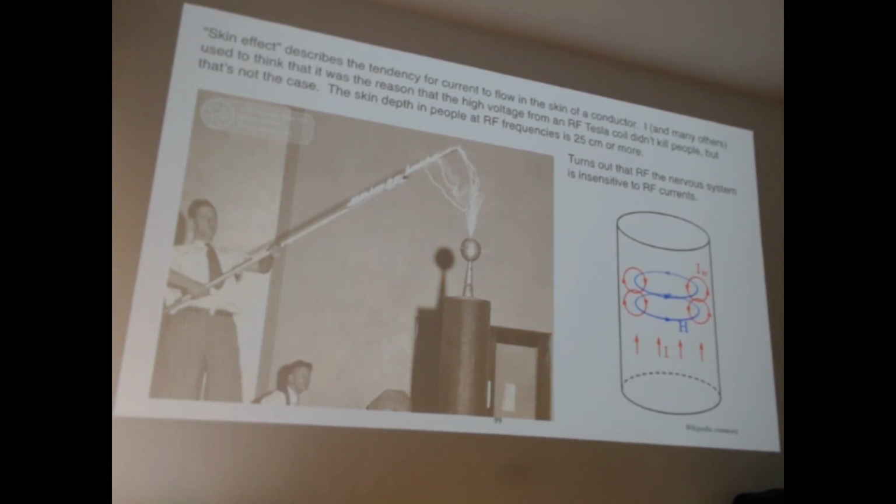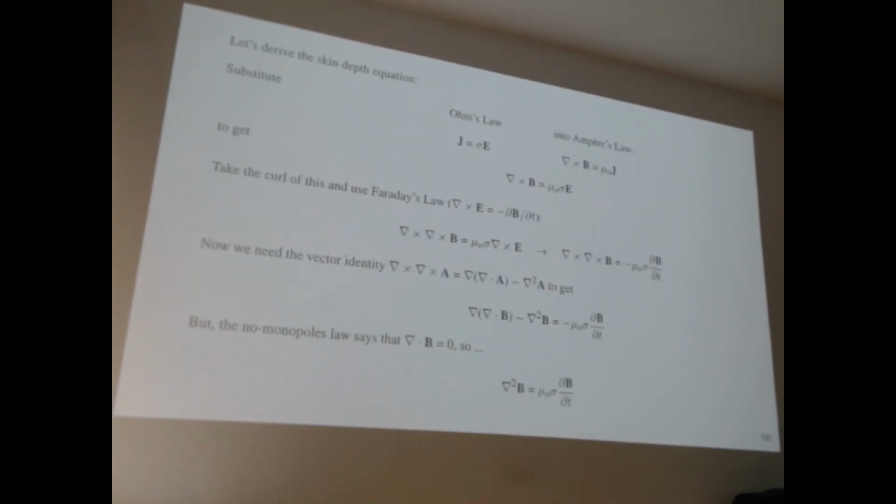So if you work out what the skin depth is in people, it's about 25 centimeters at radio frequency, which is enough to get into your heart. It turns out that radio frequency doesn't hurt the nervous system. So it's not the skin depth at all, it's just the frequency. But that's probably why they don't let people do this anymore, because it's not a good idea. So let's derive the skin depth equation.